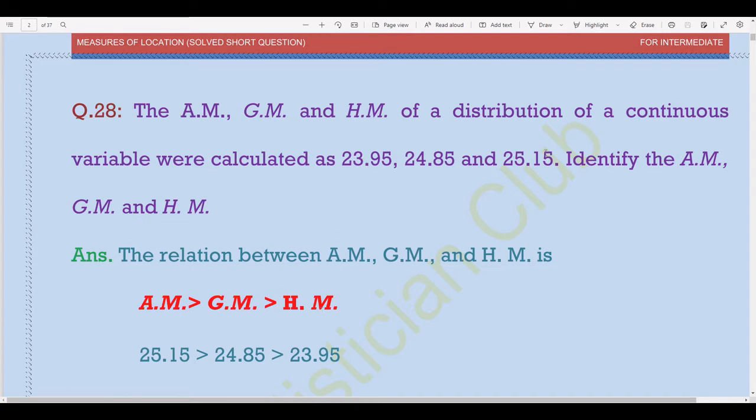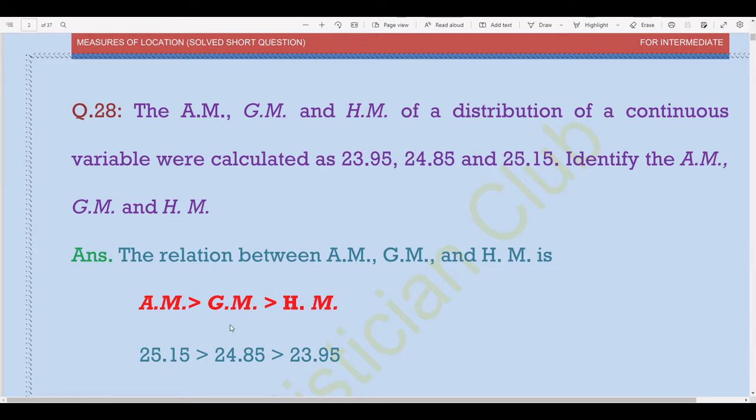So first of all we search for the arithmetic mean, and this relationship shows arithmetic mean is greater than geometric mean and harmonic mean. So we search for the maximum value among these values. This value 25.15 is greater than these two values 23.95 and 24.85. So according to this relationship, 25.15 is our arithmetic mean. Right here, 25.15. And then again see the relationship.